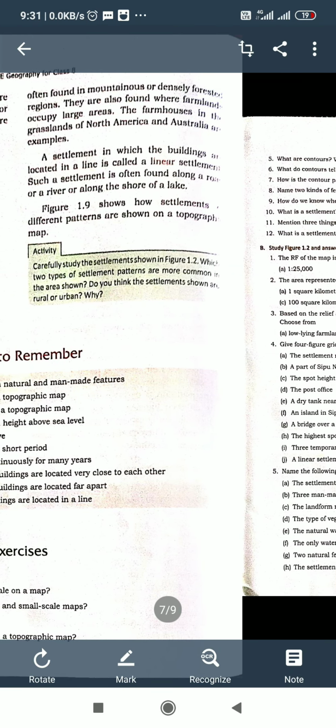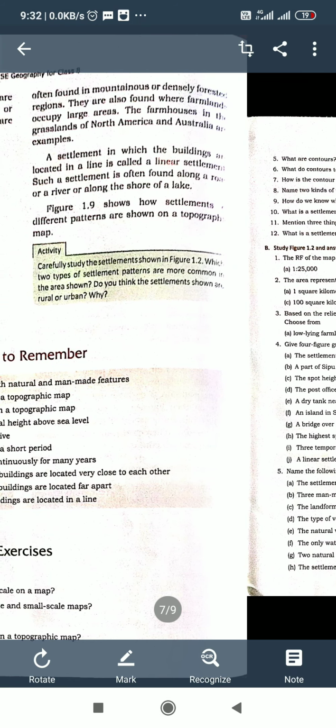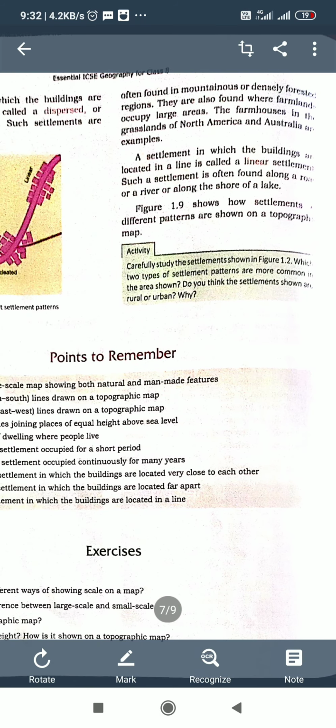A settlement in which the buildings are located in a line is called a linear settlement. Such settlements are often found along a road, a river bank, or the shore of a lake. This is known as a linear settlement.